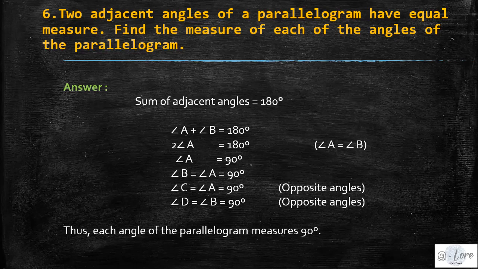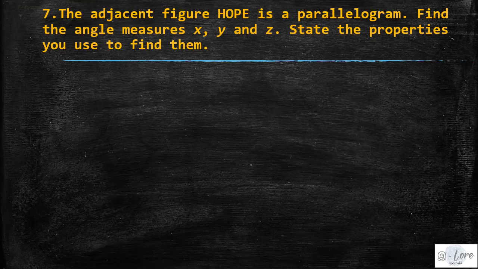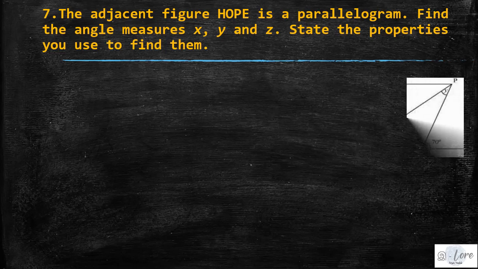So the figure may be a square or may be a rectangle. We'll see that. Please draw the pictures and verify it. Okay, come to the seventh problem. The adjacent figure is a parallelogram. Find the angle measures x, y and z. State the property used to find them.